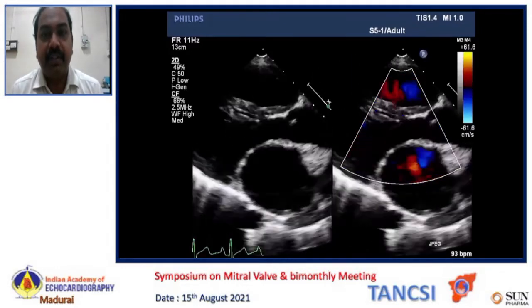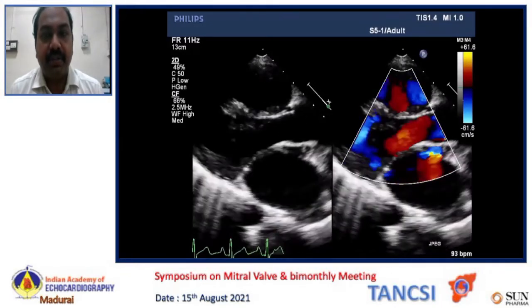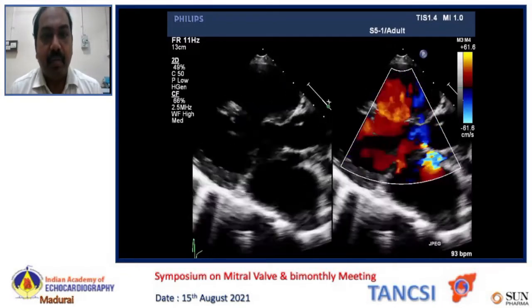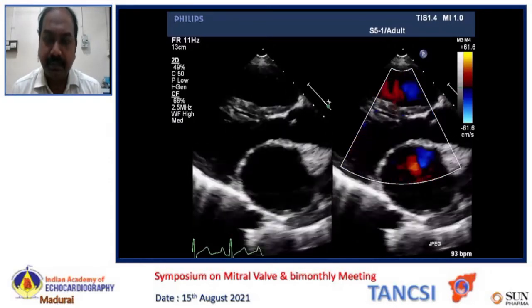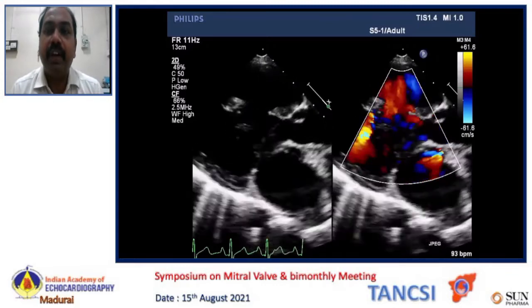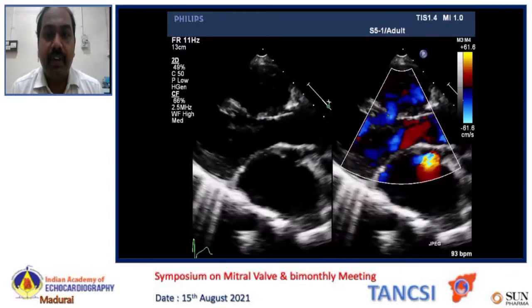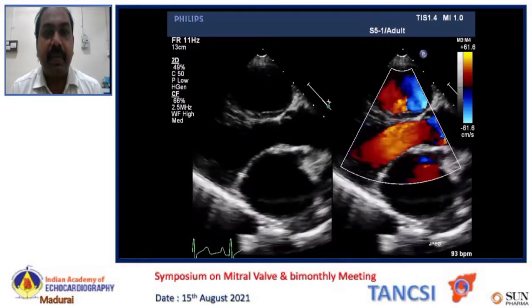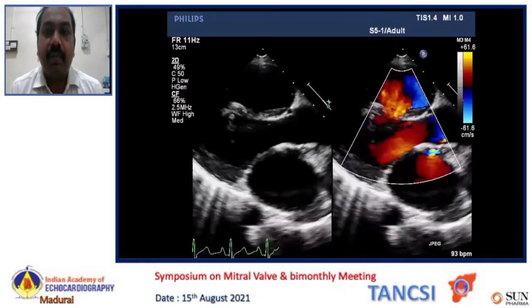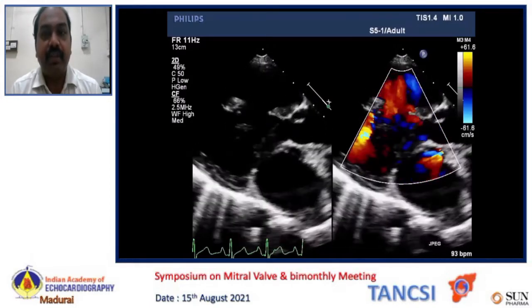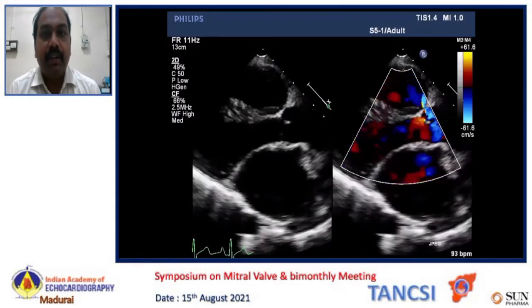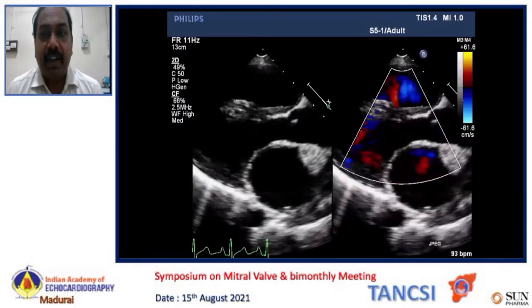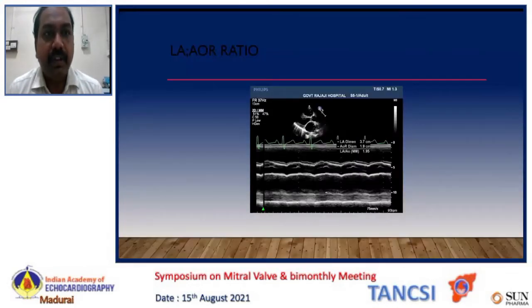So color Doppler in the parasternal long axis view shows there is no blood flow across the mitral valve from left atrium to left ventricle, whereas the left ventricular outflow tract and the aortic valves are getting adequately filled. In case of suspecting a mitral atresia, I have to look for aortic atresia also. So in this patient, LVOT and the aorta are adequately developed. I am able to see the ventricular septal defect with a bidirectional flow. And the LA aorta ratio, the left atrium is dilated.